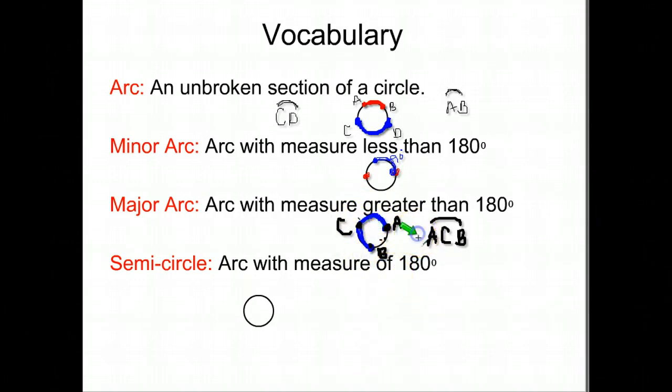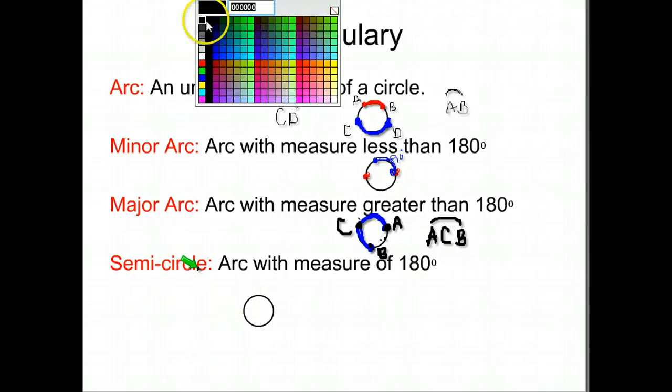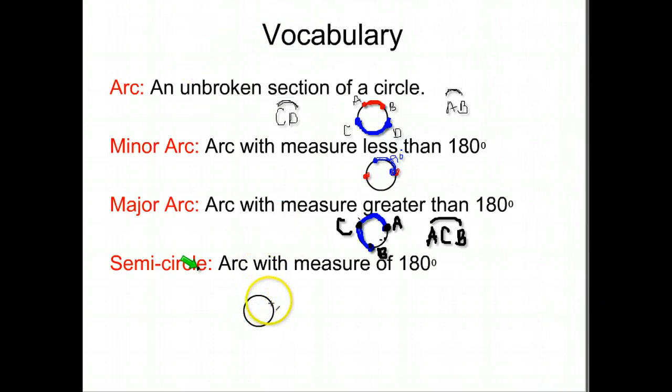Okay, so major arcs will have 3 letters in their name. Most of the time, minor arcs will only have 2 letters. Major arcs are always going to have 3 letters in their name, so we know to go the long way around the circle instead of the short way. A semicircle is an arc measure of 180 degrees. So it's just a half circle. It goes halfway around the circle. I think we kind of know semicircles. Okay, it's half of the circle.